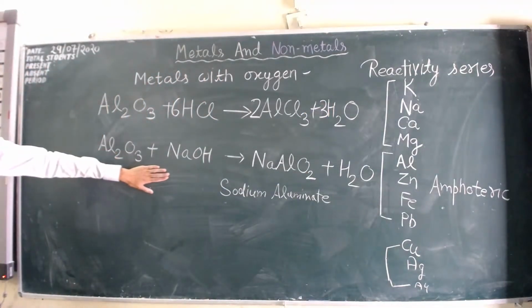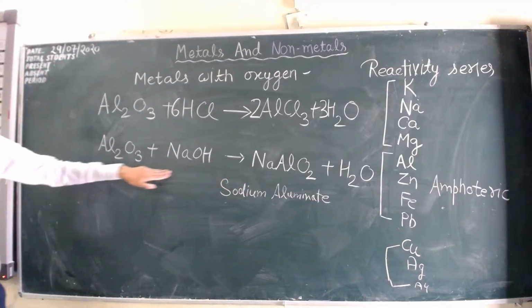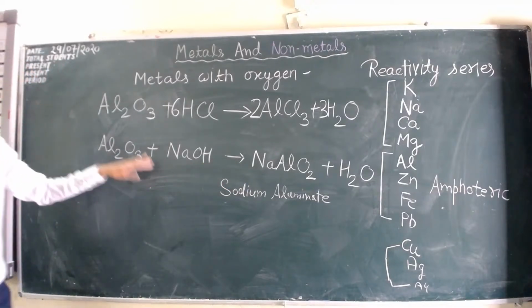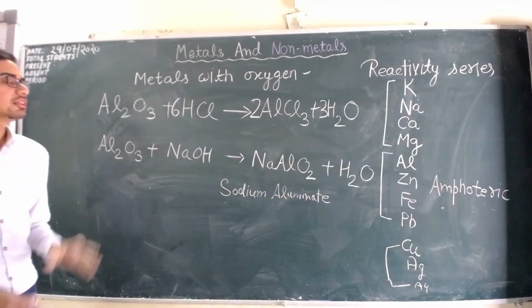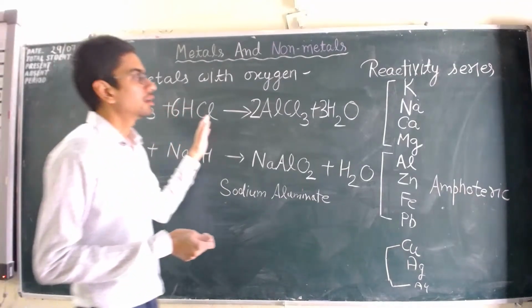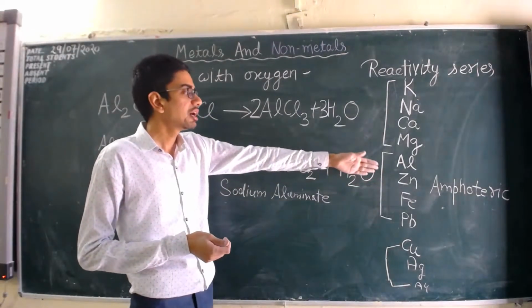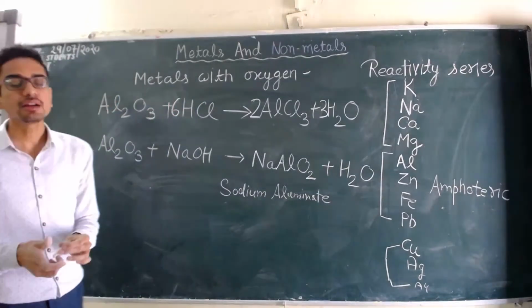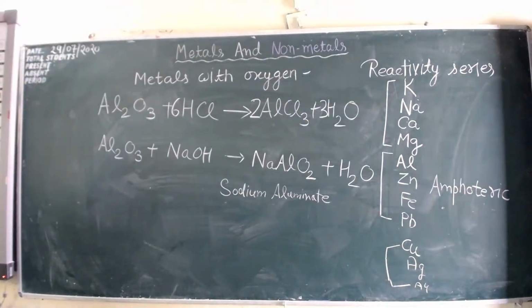Similarly, you can also balance this reaction. Try to balance this reaction. Okay, very easy like this. Okay, they prove that aluminum oxide, zinc oxide, iron oxide, these are amphoteric oxides. Okay, if any doubt, you can write down.